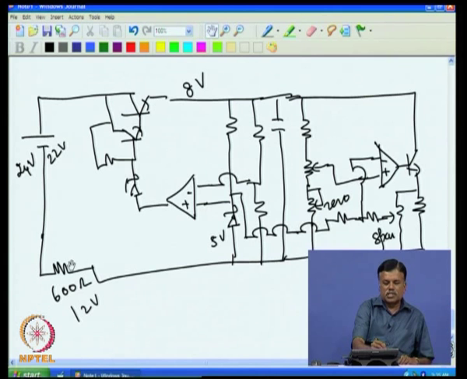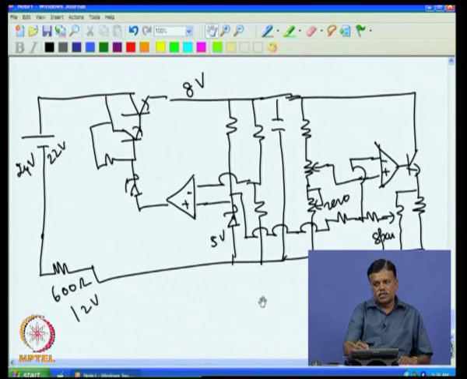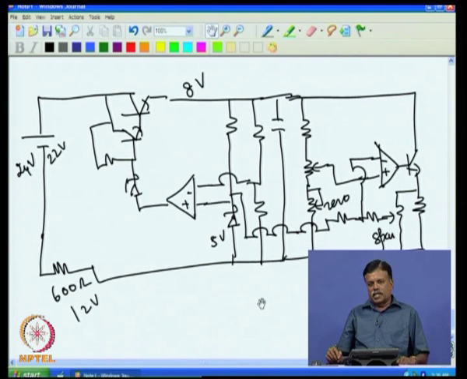or the resistance goes more than 600 ohm, the output will not be maintained at 8 volt. Once the output is not maintained at 8 volt, then if this decreases, this also will decrease and the current also will decrease, and the 4 to 20 milliampere current will not be valid and it will not be maintained.